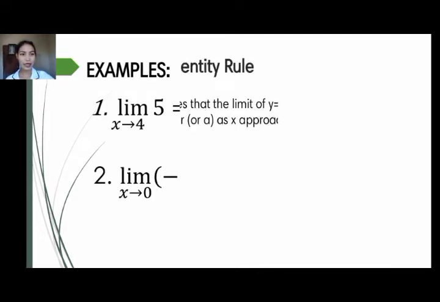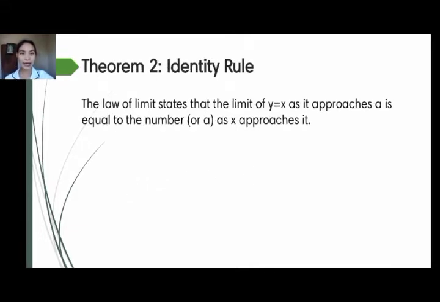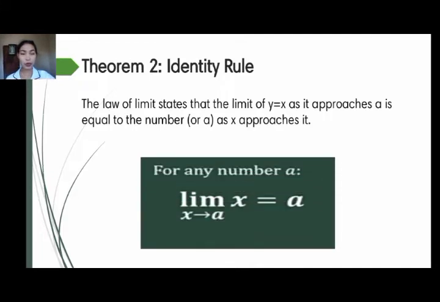Now for our second theorem, we have the identity rule. This limit law states that the limit of y equals x as x approaches a is equal to the number a that x approaches. So here comes the difference between our constant rule and identity rule. Because if we talk about our constant rule, we just have to look at the value of c, our constant number. Hence, the value of x doesn't matter.